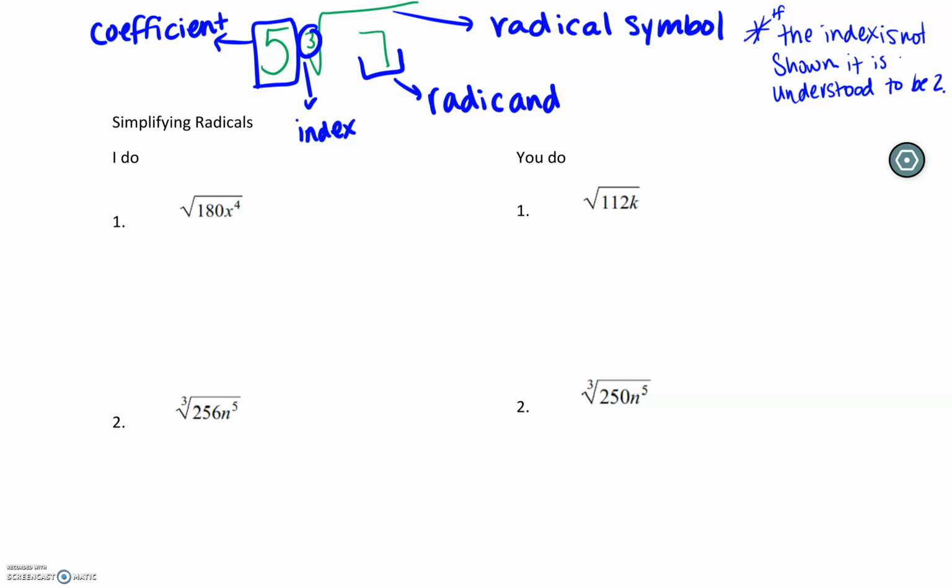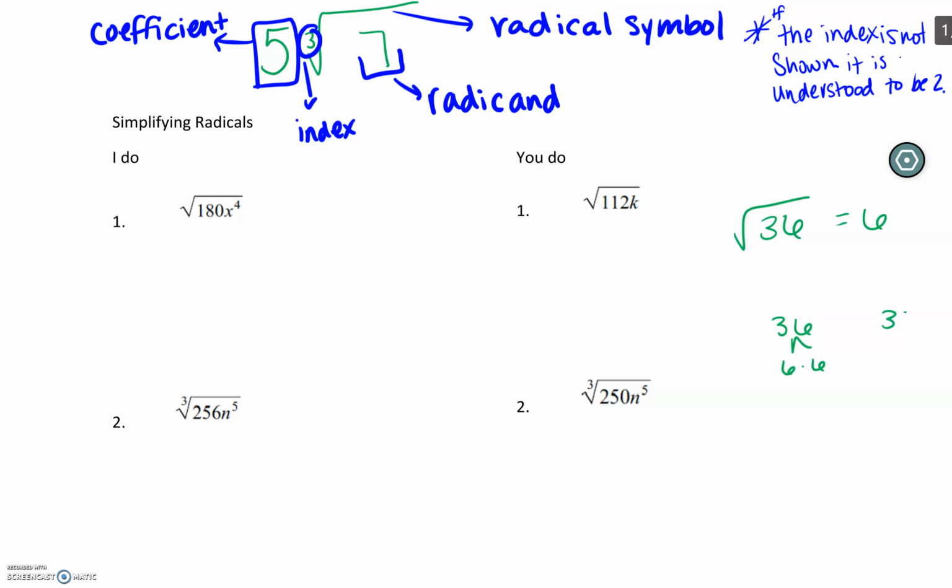Okay, so simplifying radicals, we want to see what we have underneath the radical that we can take out. So, in a quick example that we would understand, if we had the square root of 36, we should know right off the bat that 36 is a perfect square, and so the square root of 36 would equal 6. Now, diving a little bit deeper into that, if we were to factor 36, it could factor into 6 times 6, which is why the square root of 36 is 6.